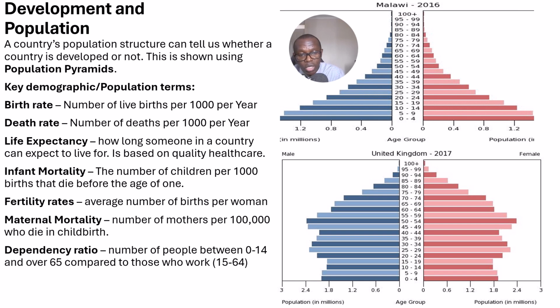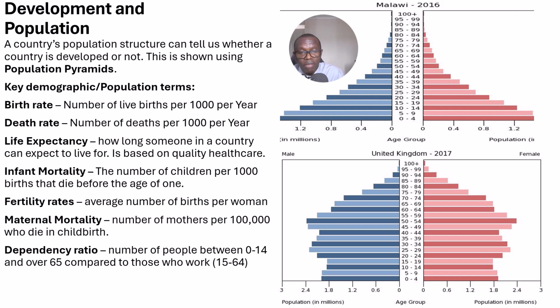Now, that obviously will give you an indication as to the development level of a country. If the infant mortality is high, then it will mean obviously that the country is not as well developed, because their medical care and infrastructure may not be as developed as well. Then we have fertility rates. These are the average number of births per woman. And then maternal mortality is the number of mothers per 100,000 who die in childbirth.